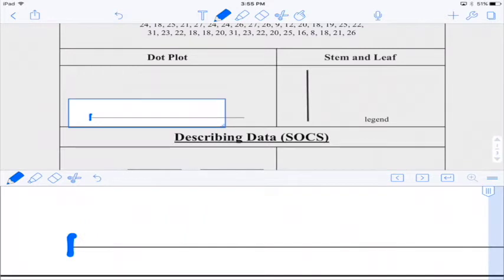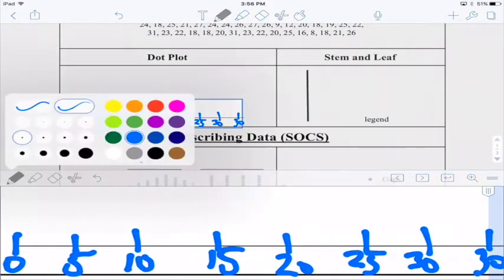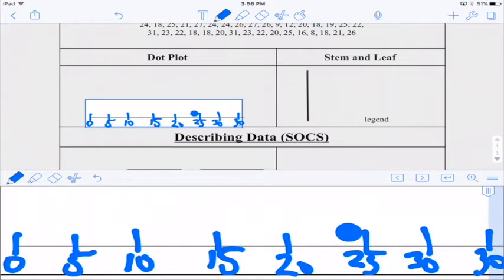So on our dot plot, I like putting 0. It doesn't really matter that much. Count by fives. That should be good. All we're doing is putting dots. 24, 18, 25, 21. So there we go. There's our dot plot. We can kind of see that I smushed a few things because of the size of my dots and my scale, but we can see that the center is right around here. And we have a couple on the ends.